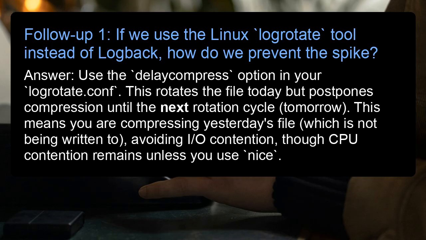Follow-up 1: If we use the Linux logrotate tool instead of Logback, how do we prevent the spike? Answer: use the delaycompress option in your logrotate.conf. This rotates the file today but postpones compression until the next rotation cycle, tomorrow. This means you are compressing yesterday's file, which is not being written to, avoiding I/O contention, though CPU contention remains unless you use nice.